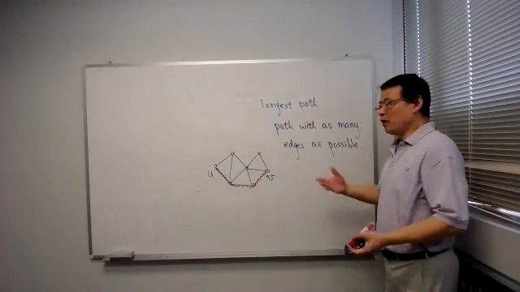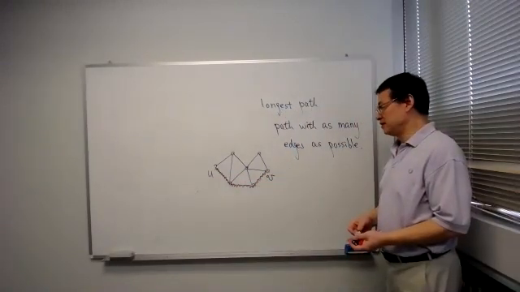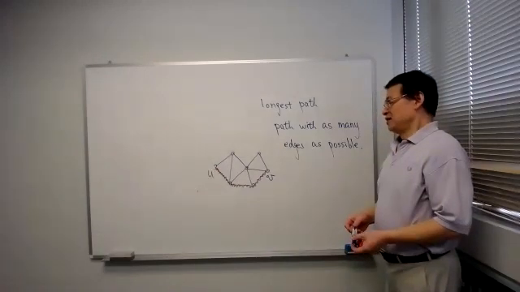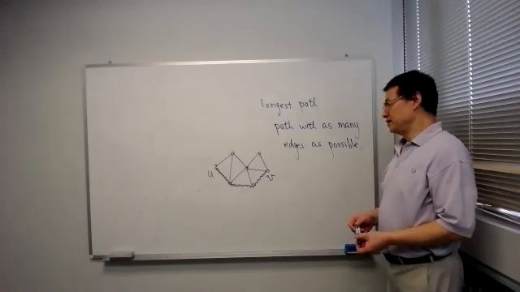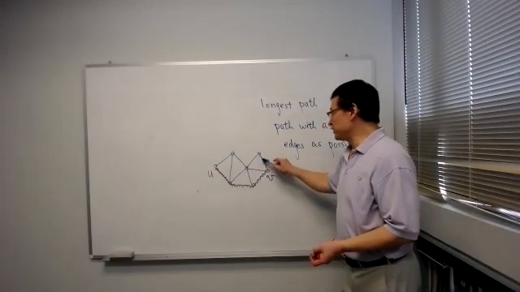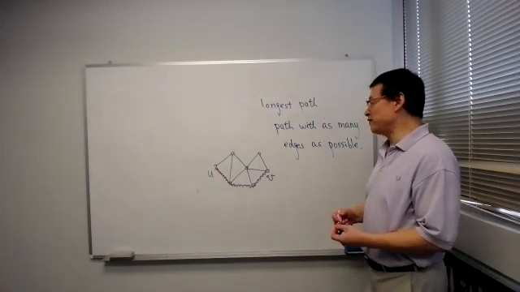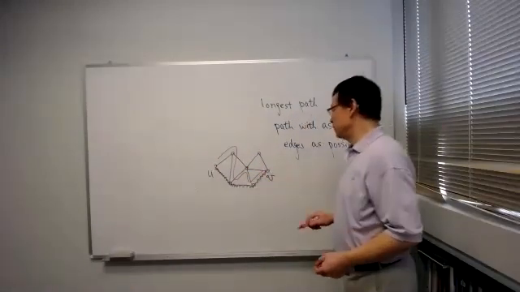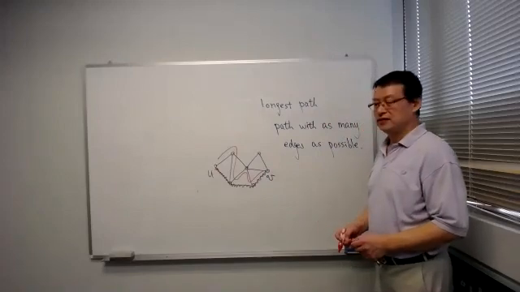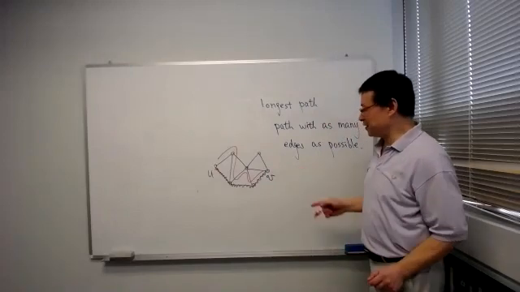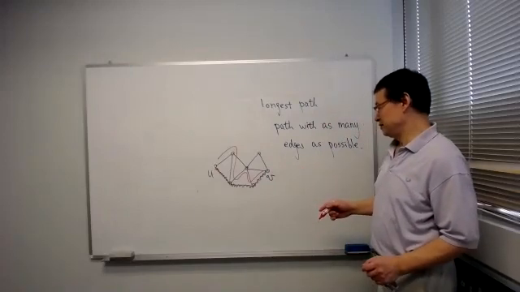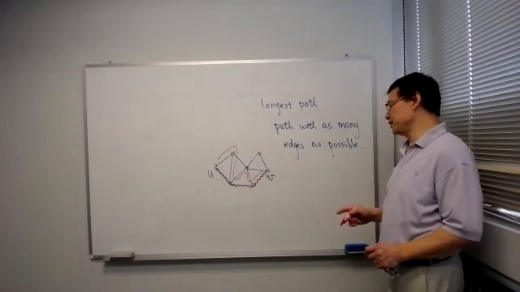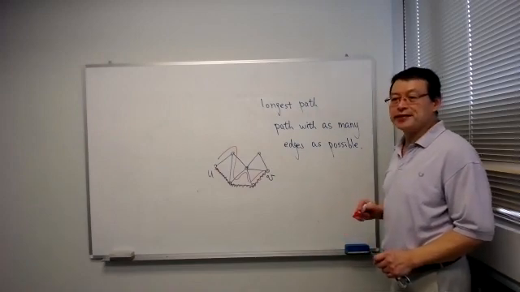All right. Now, what's the longest one? So this one, four edges. But there is another one that's actually five edges. We can go like this. But is this best possible? So in this case, I think it is. But yeah, it is a simple path. I think it is. In general, it's not easy at all.